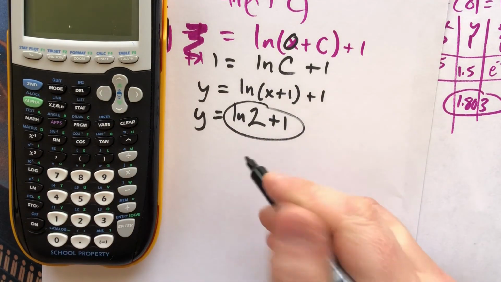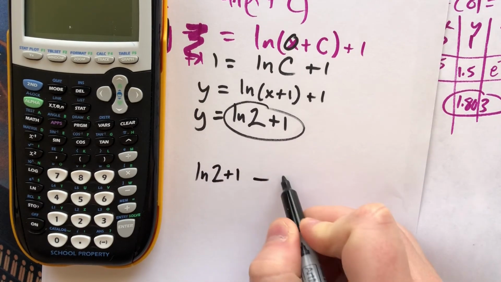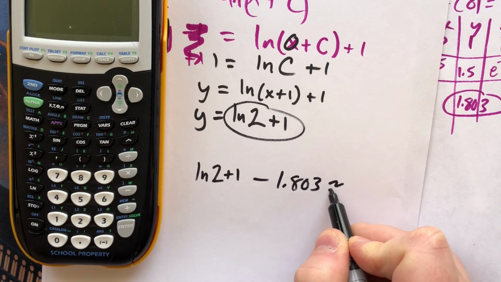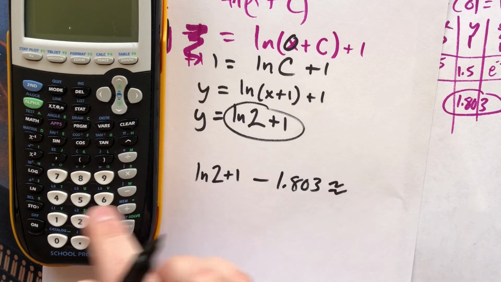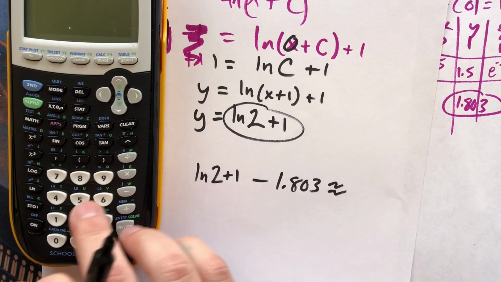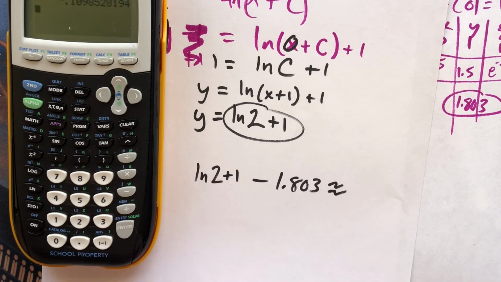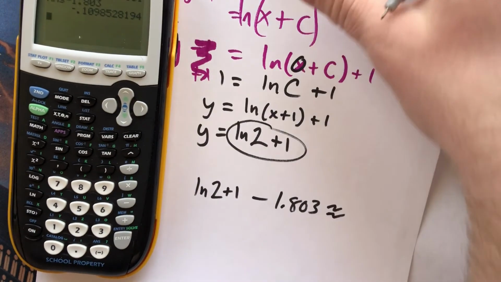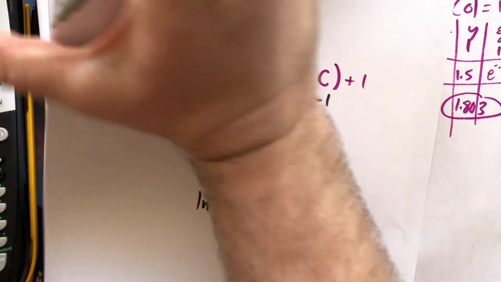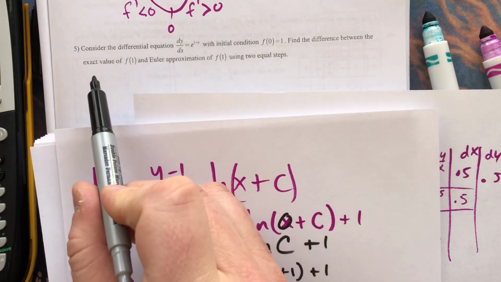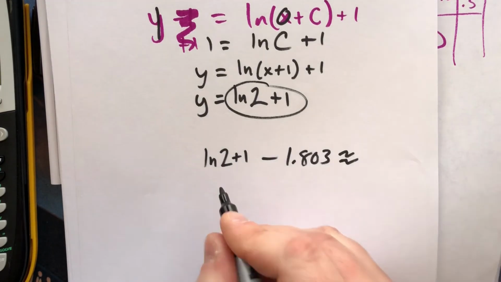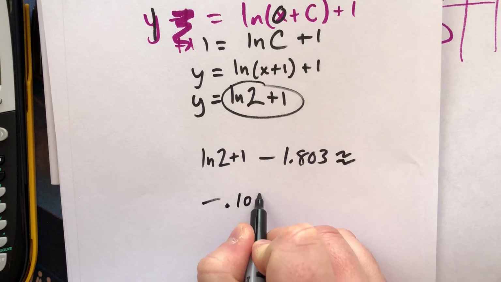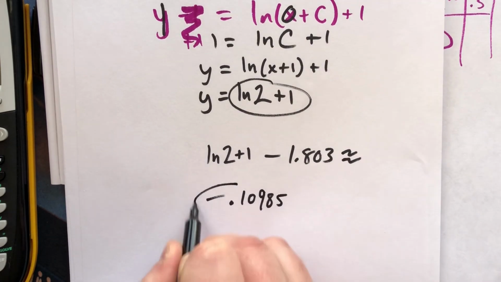So all I've got to do is take ln of 2 plus 1 minus 1.803, and that's going to give us the difference. Which way did I ask? Find the difference between the exact value and the approximation. So that would be exact minus approximation. So I got negative 0.10985.